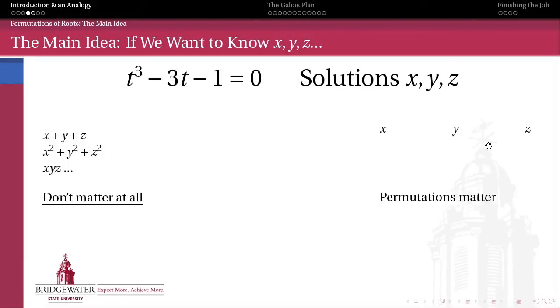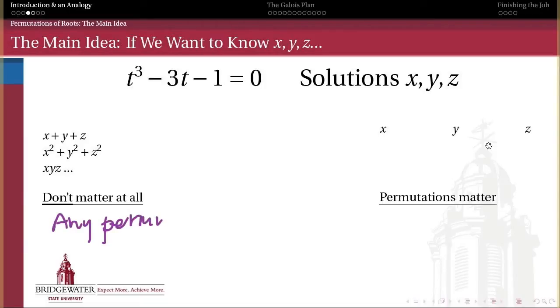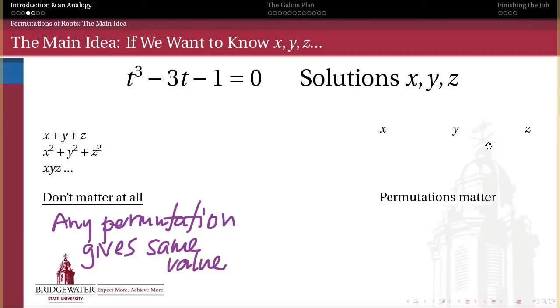But on the other hand, there are other polynomials in x, y, and z whose values don't care if we apply a permutation to those 3 variables. For instance, the ones I have listed on the left here: x plus y plus z, x squared plus y squared plus z squared, x times y times z. Any permutation of x, y, and z is going to give us the same value back. This is pretty obvious, right? For instance, in x plus y plus z, if I swap x with y, I'm going to get y plus x plus z, which, because addition of complex numbers is commutative, is going to give me the same value as x plus y plus z did.